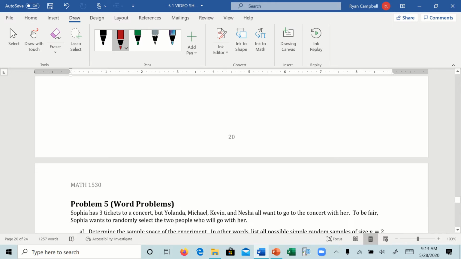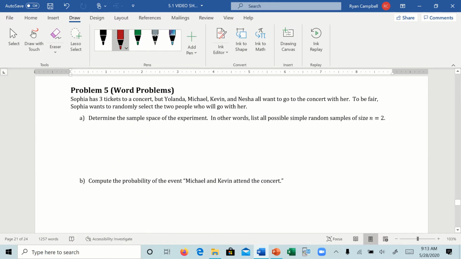Let's look at another one. Problem number 5 on your handout. Sophia has 3 tickets to a concert, but Yolanda, Michael, Kevin, and Nisha all want to go to the concert with her. To be fair, Sophia wants to randomly select the 2 people who will go with her. Determine the sample space for the experiment. In other words, list out all the possibilities of sample size n, where n is 2. So for the sample space, let's make sure to have our braces. What are all the possibilities of 2 people that can go with her?